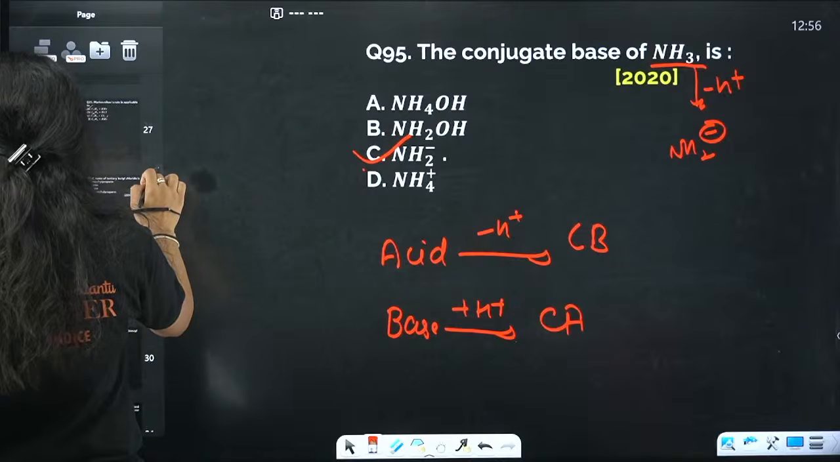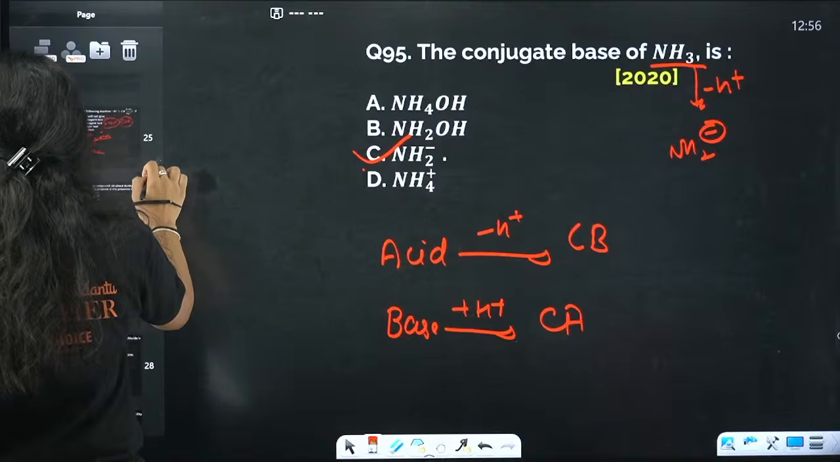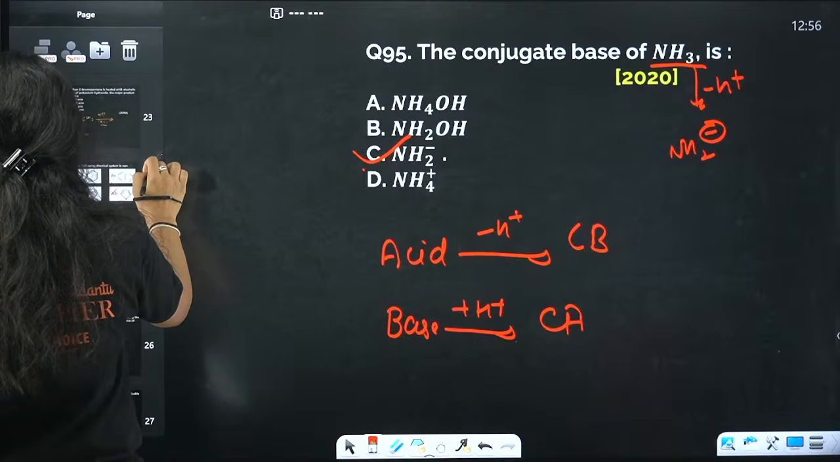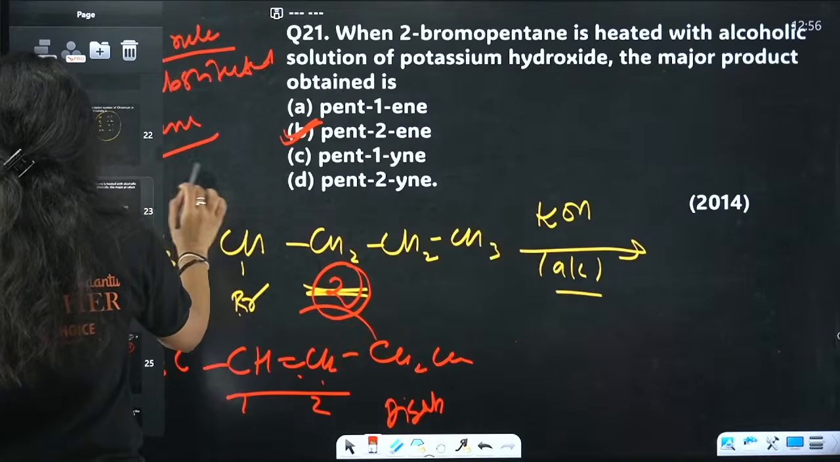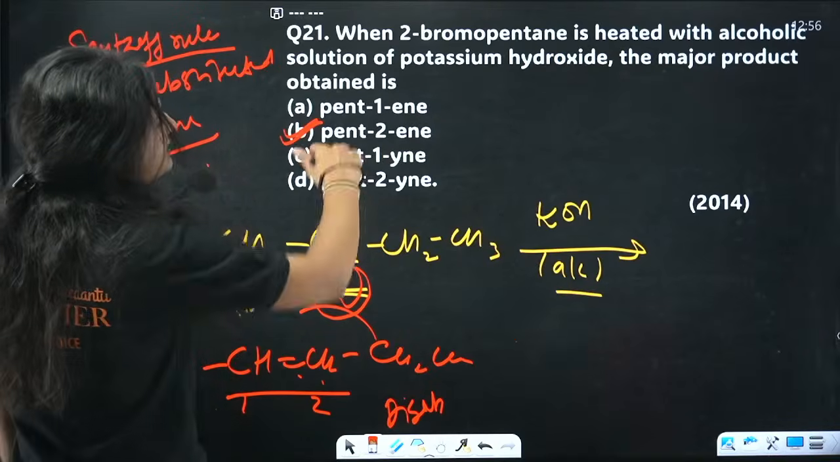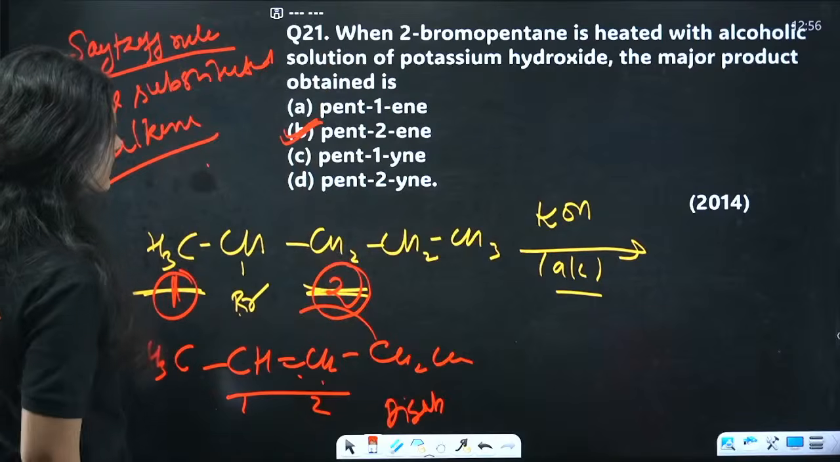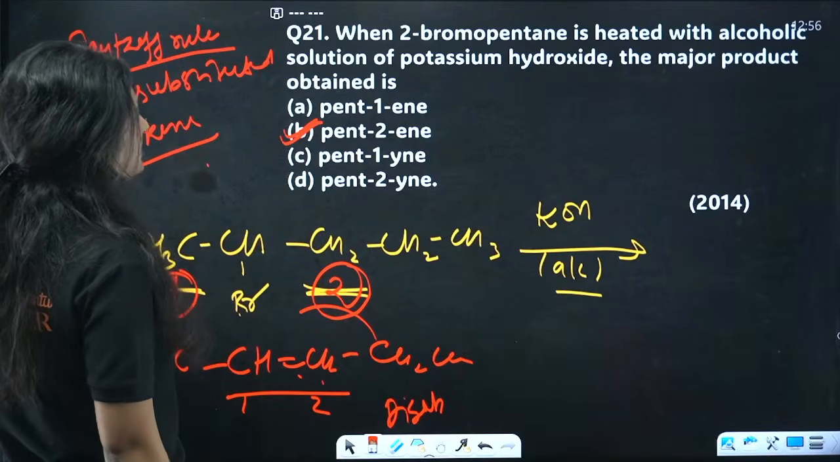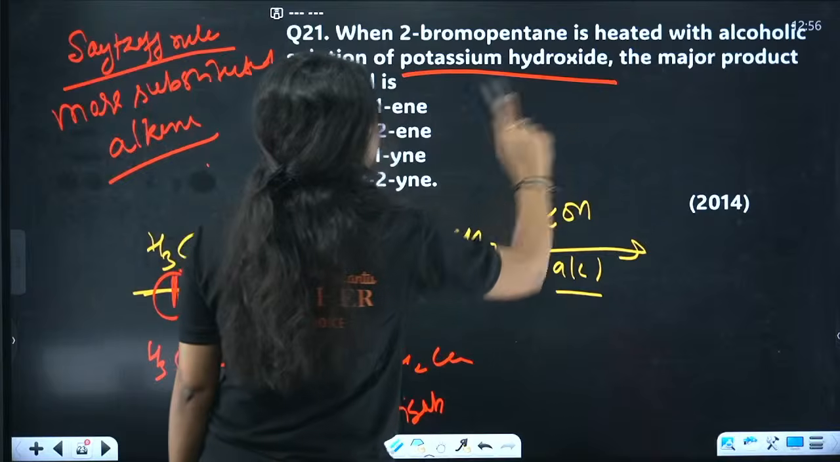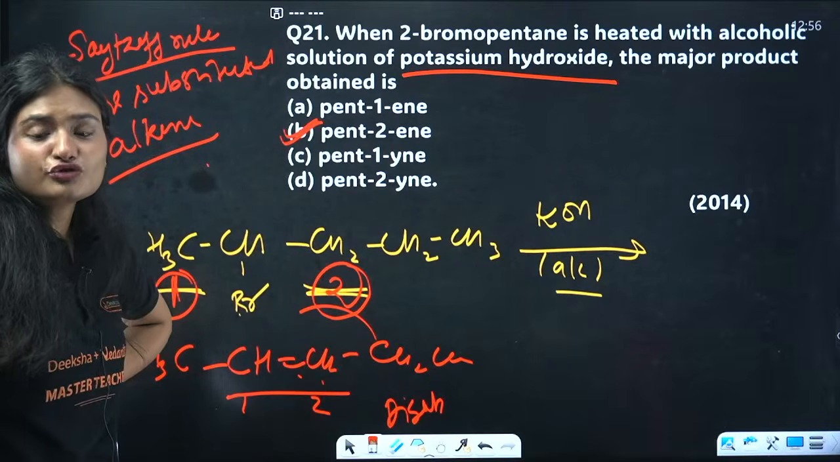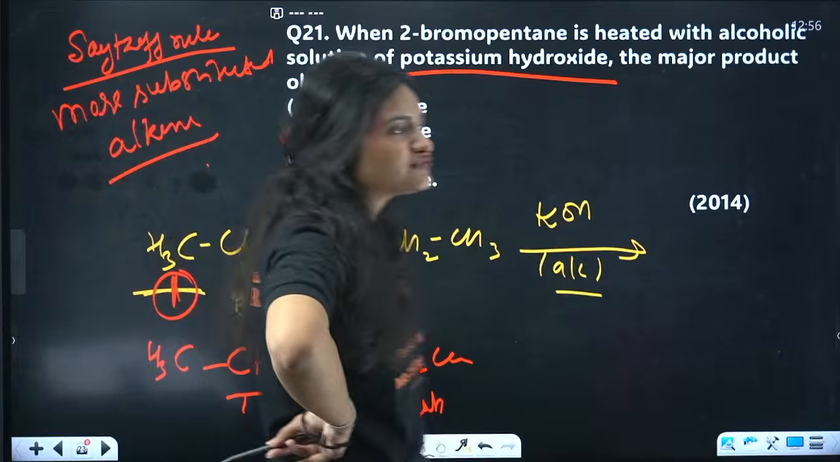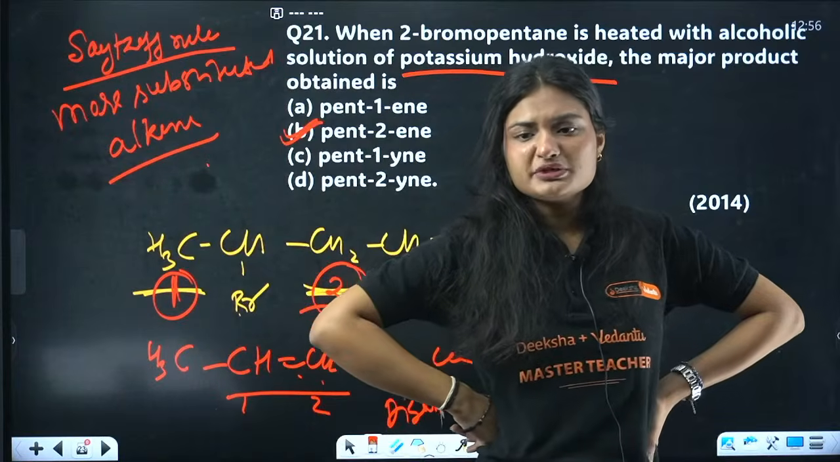Markovnikov rule, following reaction. Okay. When 2-bromopentane is treated with an alcoholic solution of potassium hydroxide, the major product will be what? So you see, potassium hydroxide is there. So in this case, we are doing elimination. Whenever you have elimination, you use the Saytzeff rule. What is that Saytzeff rule? That the more substituted alkene will be the major product.